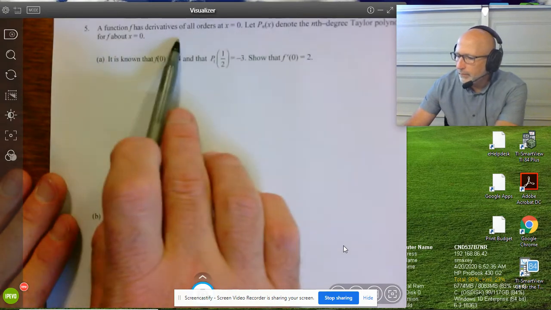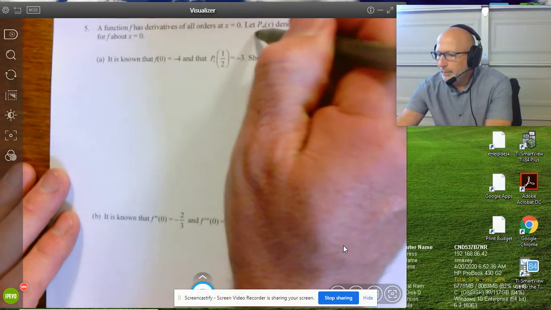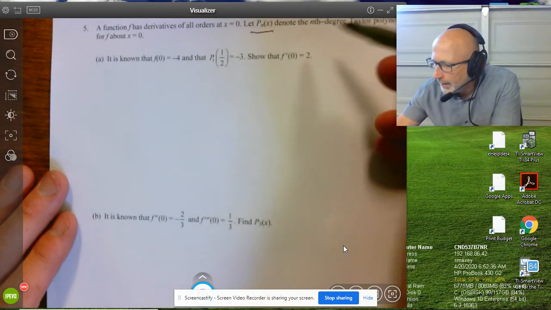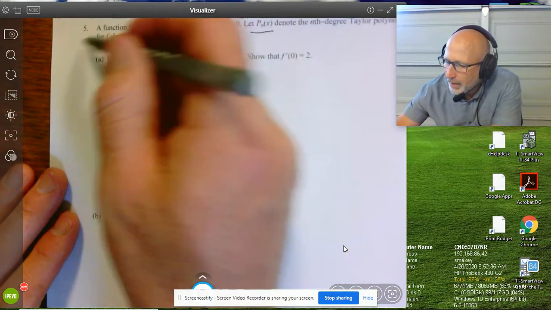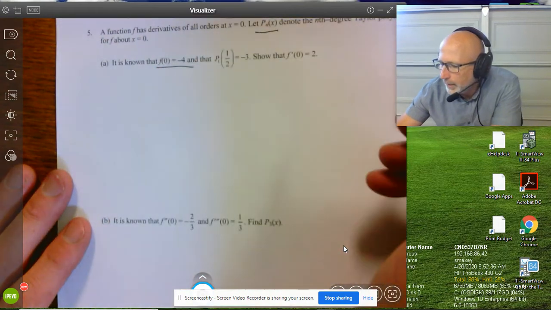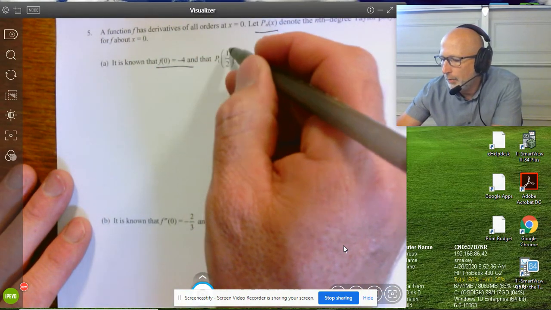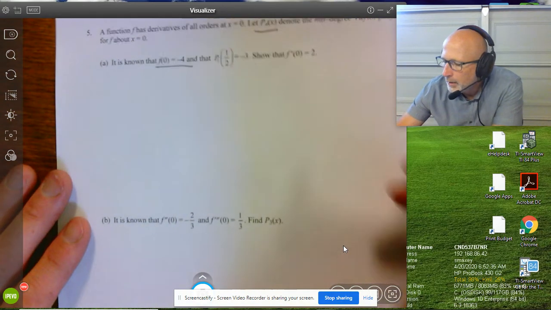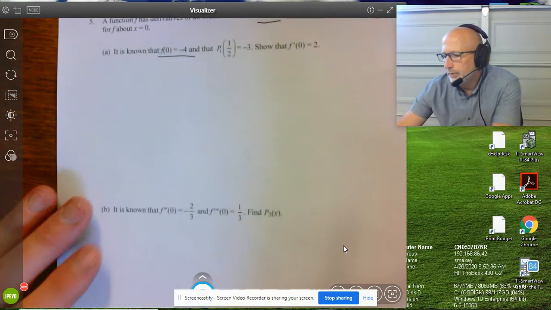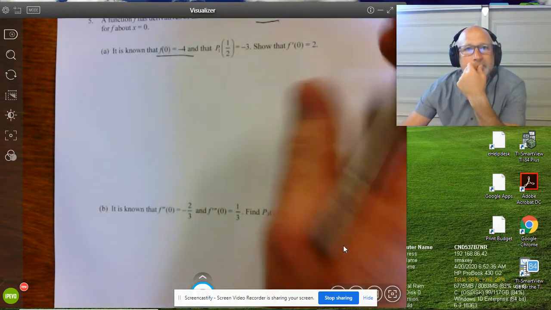Number 5. Function f has derivatives of all orders at x equal to 0. Let P_n, the polynomial of degree n, denote the nth degree Taylor polynomial about x equal to 0. It is known that f of 0 is equal to negative 4, and the first degree polynomial evaluated at 1/2 is equal to negative 3. Show that f prime of 0 is equal to 2. Holy schmolies, how in the world do we do this?